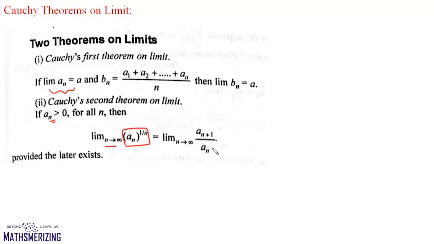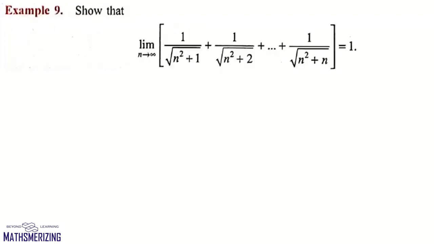Let us take up an example. Say for example, the question is, show that limit n tends to infinity of 1 upon under root n square plus 1 upon under root n square plus 2 up to 1 upon under root n square plus n is equal to 1. Now generally we solve this question using sandwich theorem or squeeze play theorem. Here we are going to solve this question using Cauchy's theorem on limits.